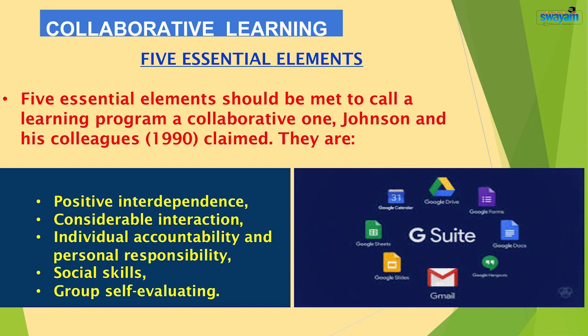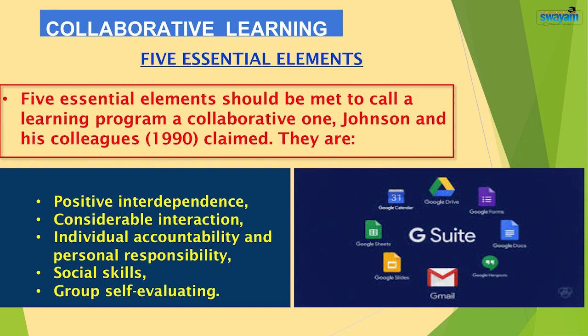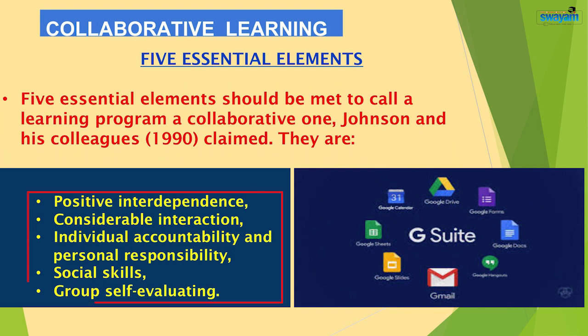So collaborative learning is an educational approach to teaching and learning that involves groups of students working together to solve a problem, complete a task, or create a product. There are 5 essential elements in collaborative learning. This is what Johnson and his colleagues in 1990 claimed: there has to be positive interdependence in collaborative work. One, there has to be considerable interaction. There has to be individual accountability and personal responsibility. And there has to be social skills and group self-evaluating. So these are the 5 basic characteristics which are required in any collaborative work.